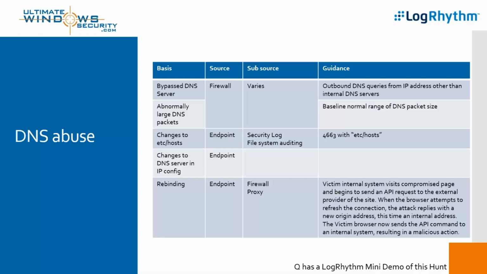You can also track abnormally large DNS packets. That'll require you to baseline what your normal range of DNS packet size is. You could also monitor for changes to the etc hosts file on endpoints. This can be indicative of things similar to DNS poisoning, not exactly DNS poisoning, but the bad guys sometimes will hard code values in etc hosts to trick your computer into going to some other system than the one it thinks it's going to. And then rebinding.